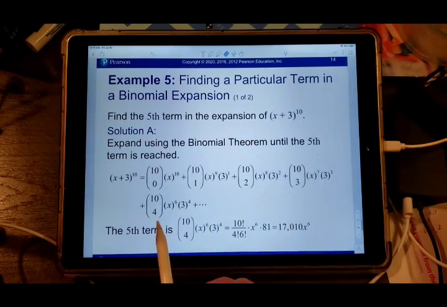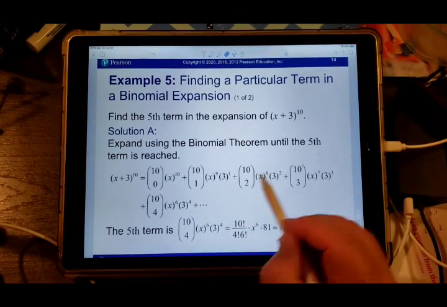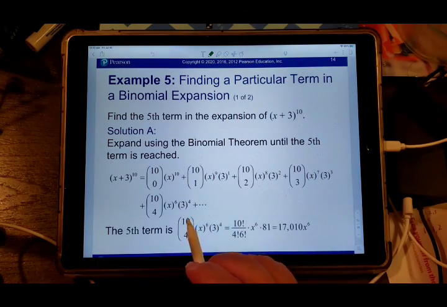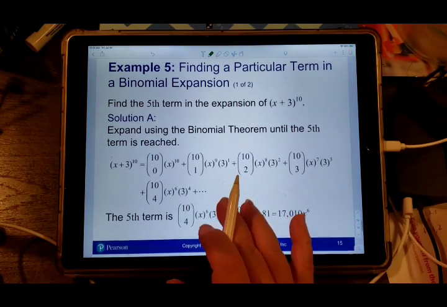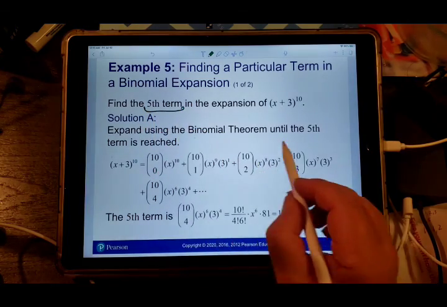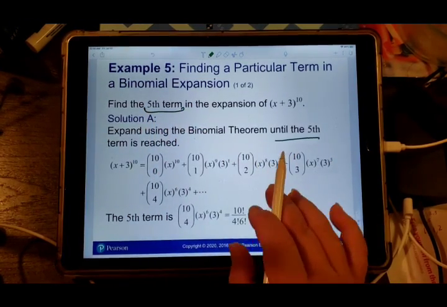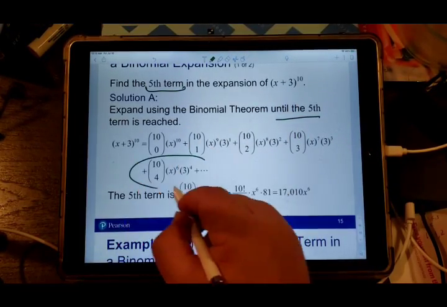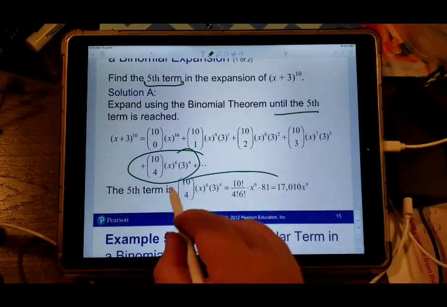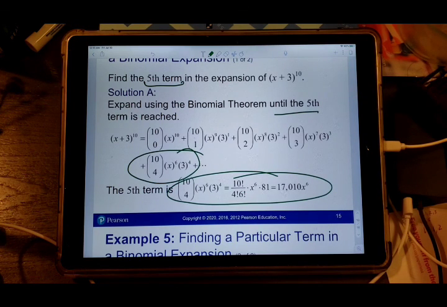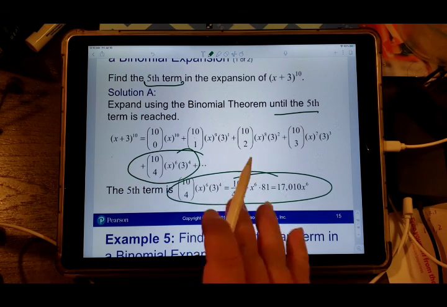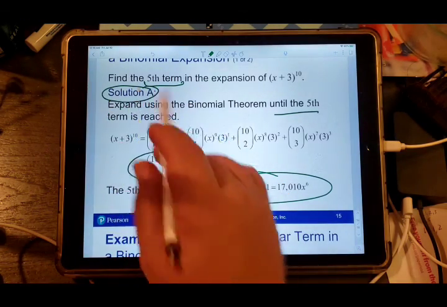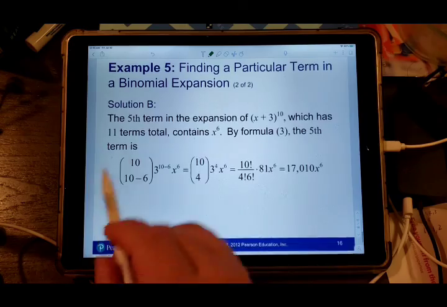Well, they asked very directly, what's the fifth term? Again, they're just going to ask one. Expand it until you get to the fifth term. First, second, third, fourth. The fifth term is right here. And then you calculate that. Couldn't be clearer. I highly recommend this method. They did say method 2. So solution A. What's solution B?